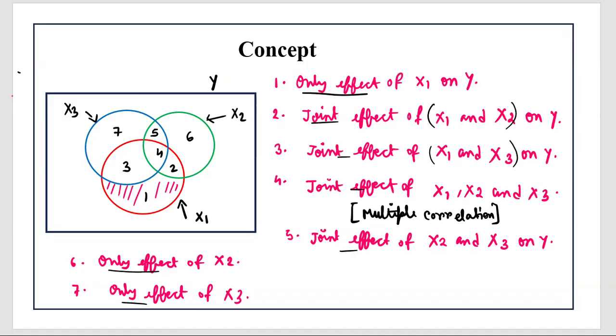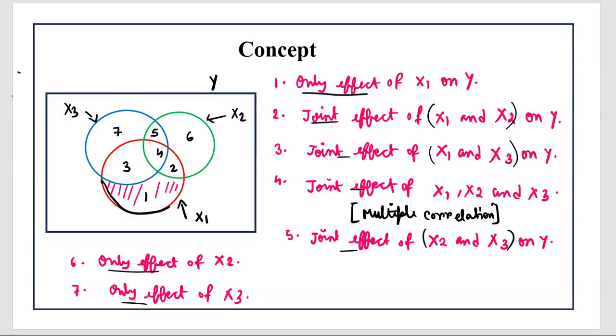What will be the joint effect of that on y, right? So using this kind of a diagram, you can call it a Venn diagram, you can clearly see what is the concept of multiple correlation and what is the concept of partial correlation. In partial, what we say is that we want to measure only the effect of one variable.